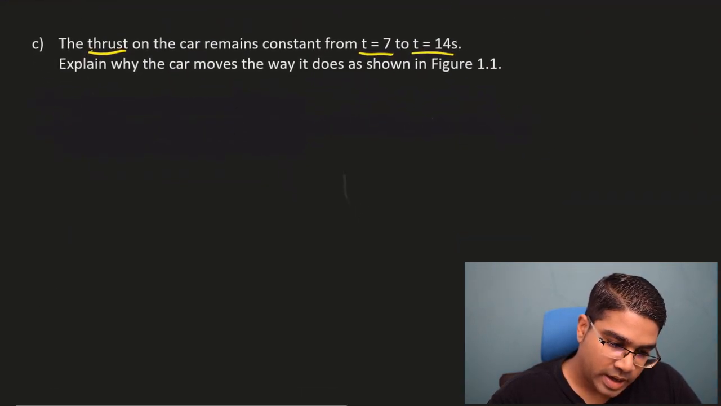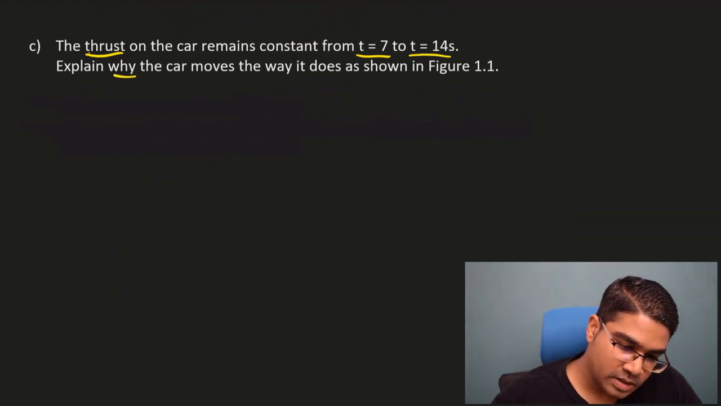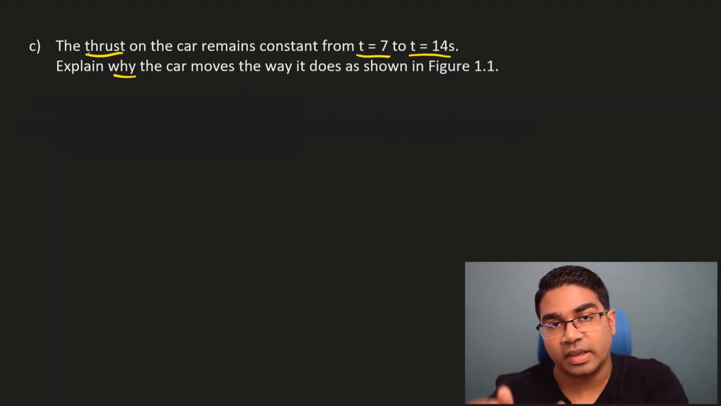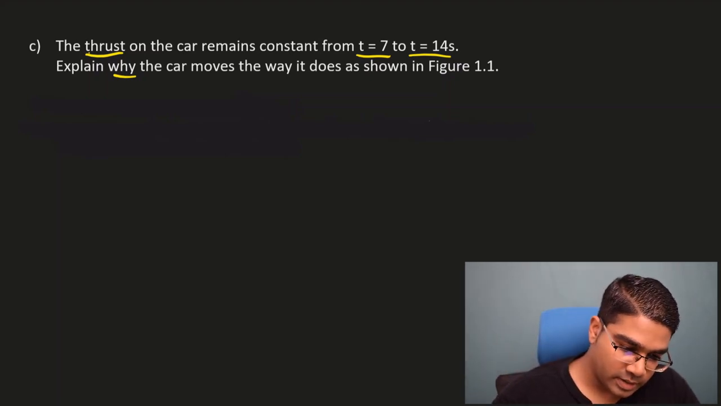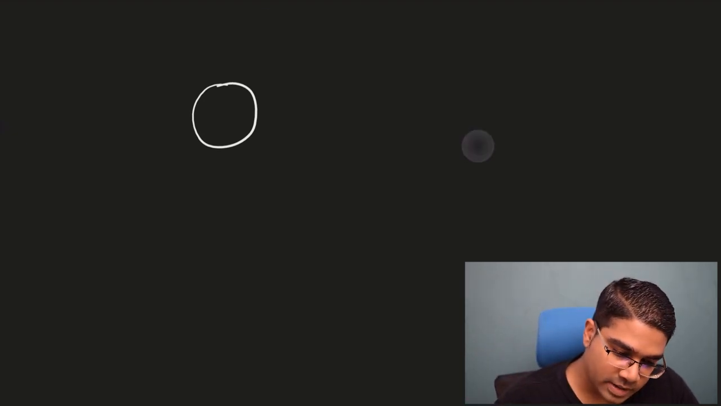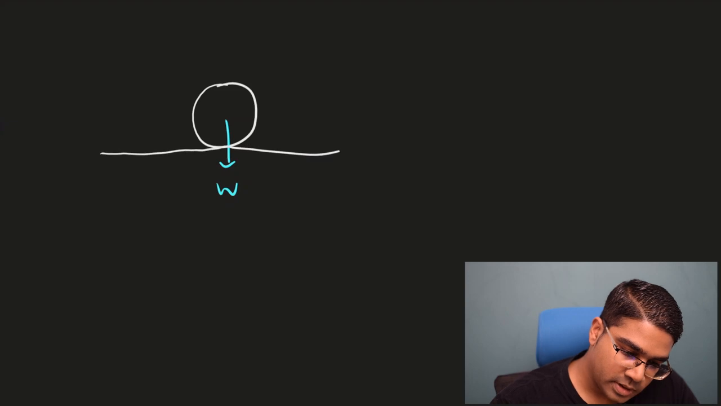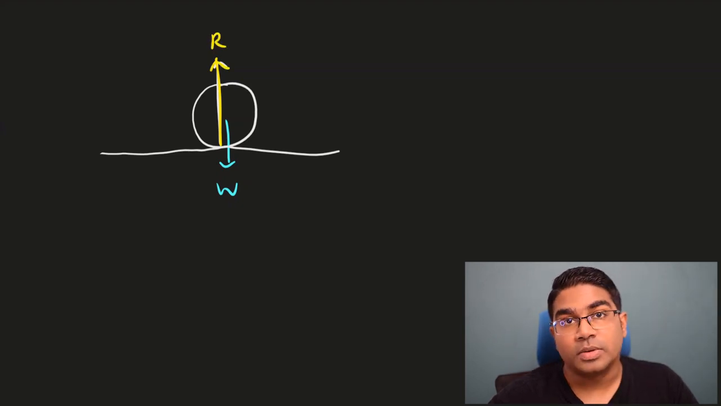The question is, explain why the car moves the way it does, as shown in figure 1.1, from 7 to 14 seconds. So here we have to look at the car. Let's look at the car as I'm going to represent the car as a sphere. Now let's think about all the forces acting on the car. So first, of course, the car has mass. Anything that has mass, we definitely have weight. And then the car is on the road. Since it is in contact with the road, there will be a reaction force, a normal reaction that is perpendicular to the surface. So here, normal to the surface.